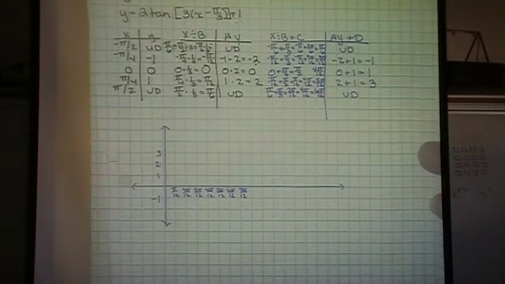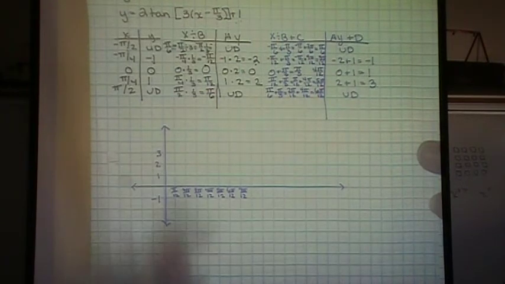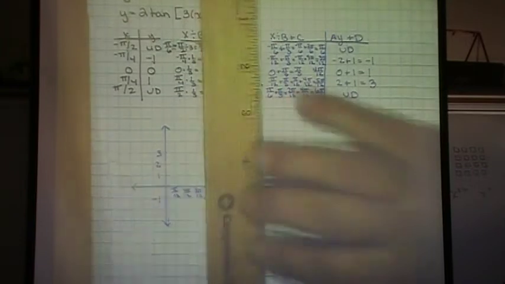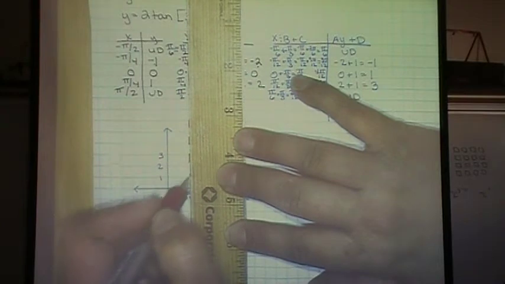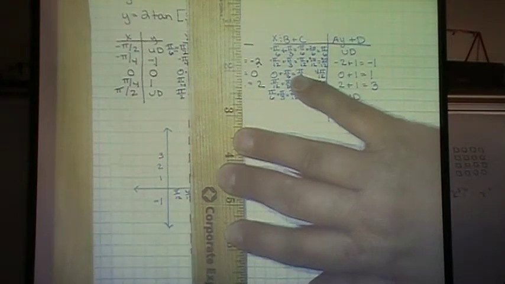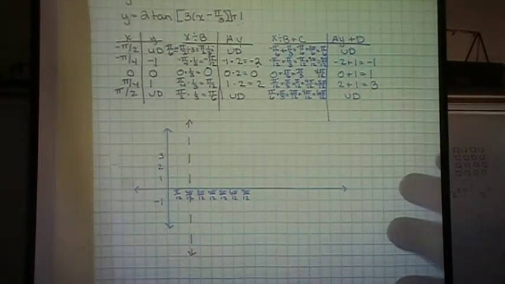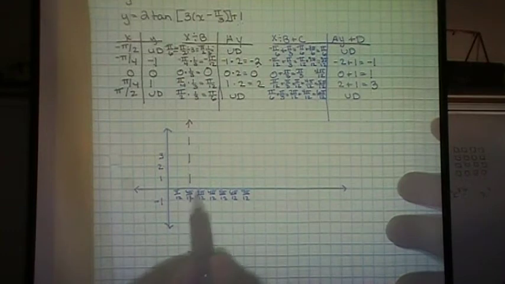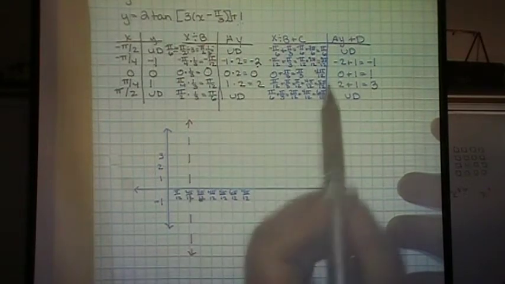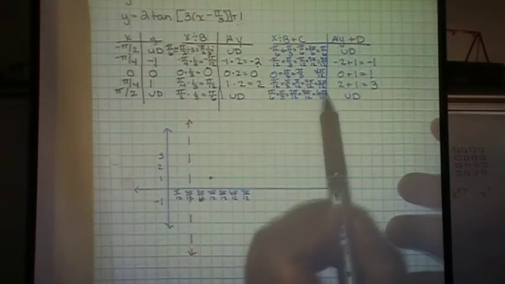So now let's graph this. At 2 pi over 12, which was where our pi over 6 was, we're undefined. So we have an asymptote there. You make your asymptote. Remember, it's a dashed line. Then our points are at 3 pi over 12, negative 1. 4 pi over 12, 1. 5 pi over 12, 3.